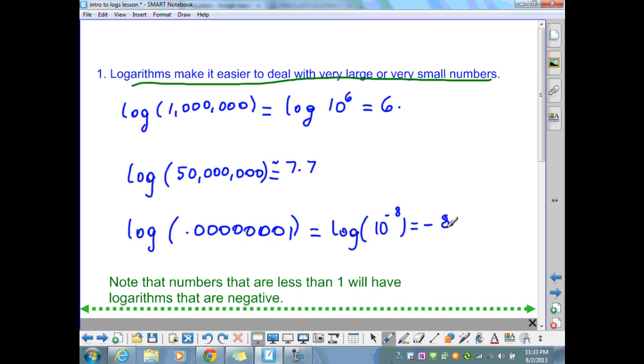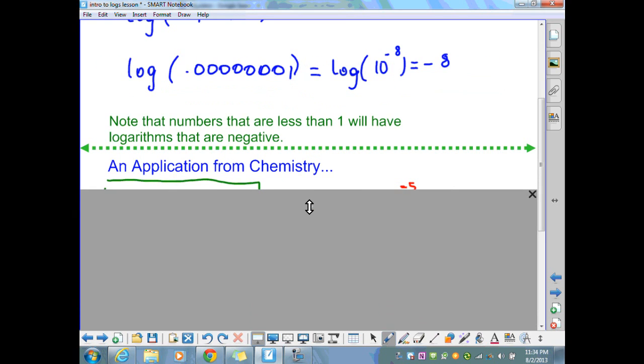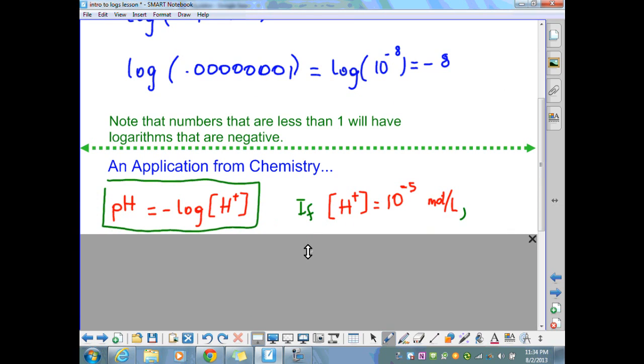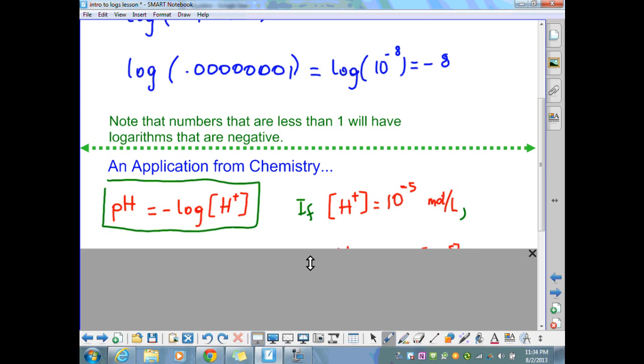Usually those are much easier to deal with than extremely small or extremely large numbers. An example of this is from chemistry, the pH scale. pH is defined as negative log of the hydrogen ion concentration. For example, if the hydrogen ion concentration is 10 to the negative 5 moles per liter, then what is the pH? Let's plug 10 to the negative 5 into this formula.